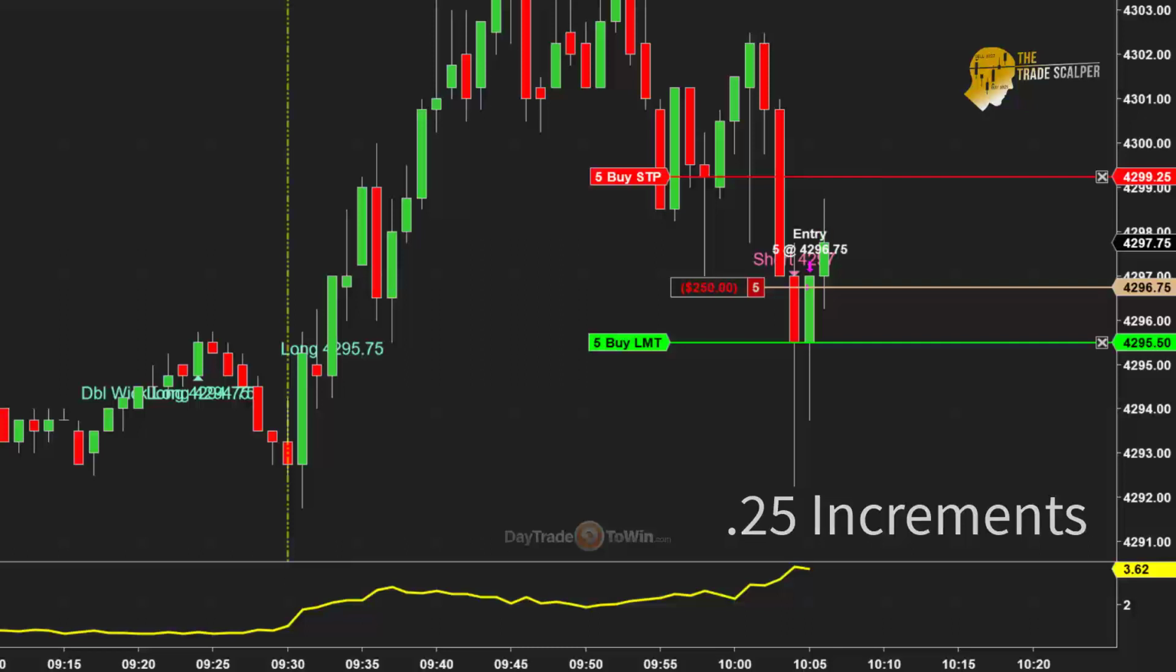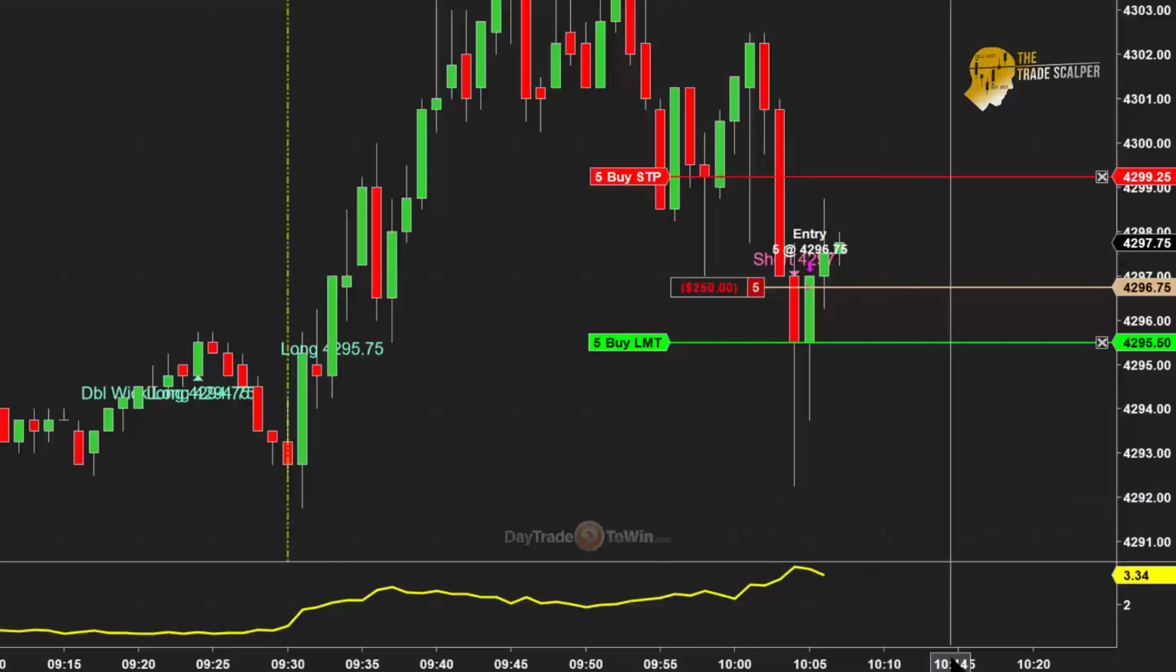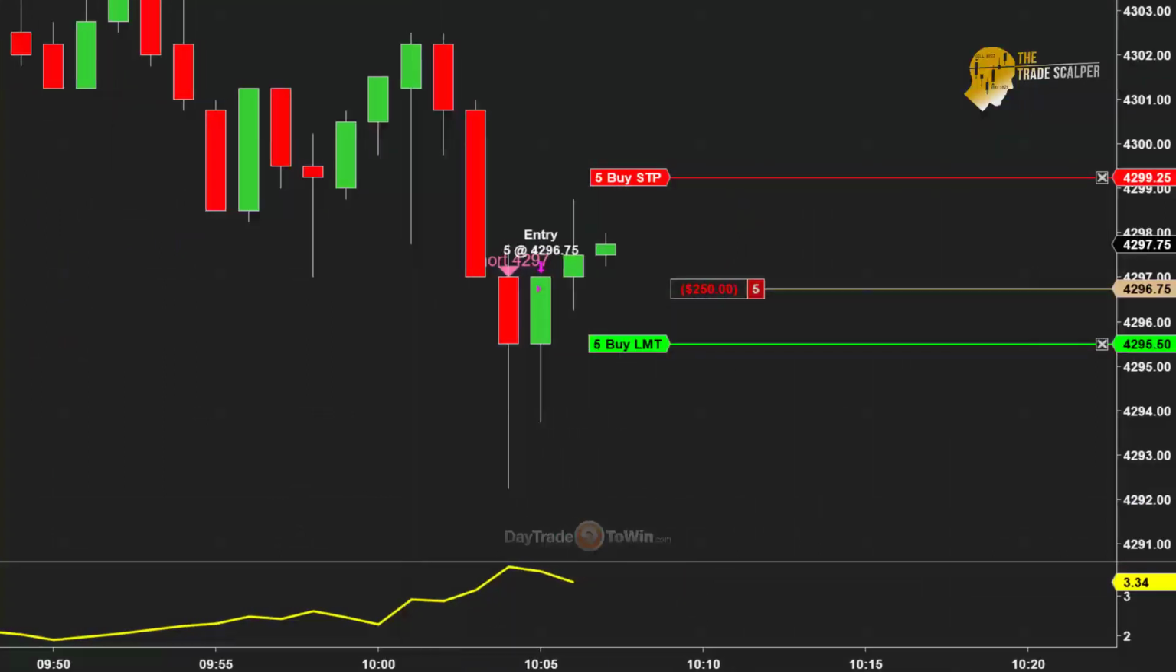So I'm going to choose a value for a target that is based on the current conditions, which I believe the market can achieve. Now, you can adjust this. You can take 3 ticks on every trade or 10 ticks on every trade. It doesn't matter. I'm going to push this a little bit closer to 3 points, which is 12 ticks.